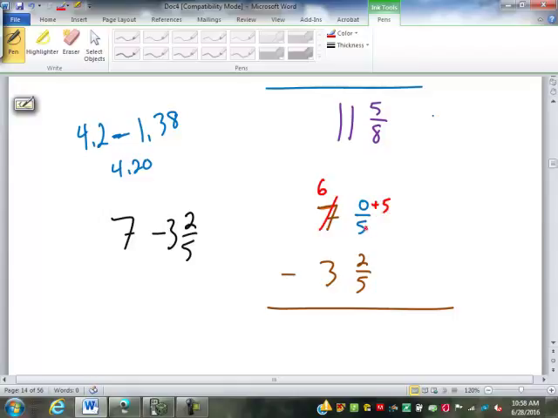I borrowed one whole object, which is 5 pieces, so this is now 5/5. And now I can subtract. 5 minus 2 is 3/5. 6 minus 3 is just 3. So it's not horrible, but it can be a little tricky dealing with a whole number and a mixed number, especially when we're subtracting.